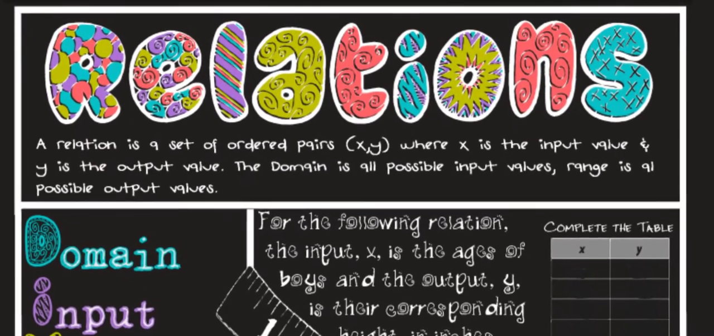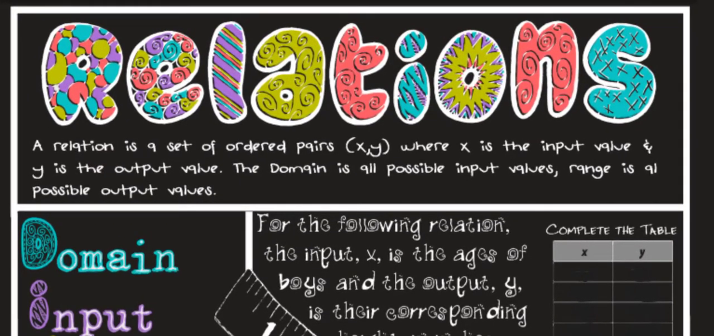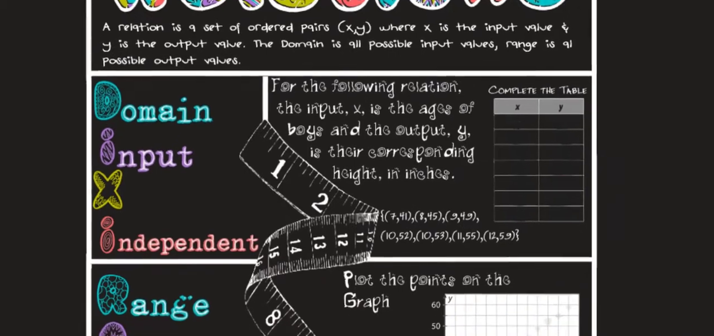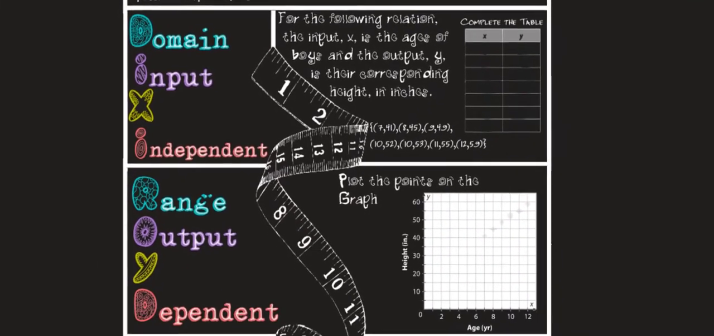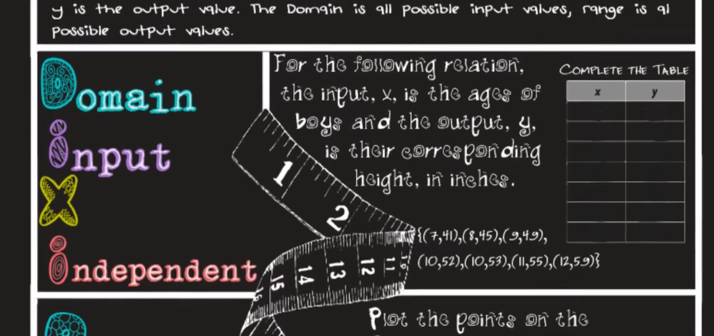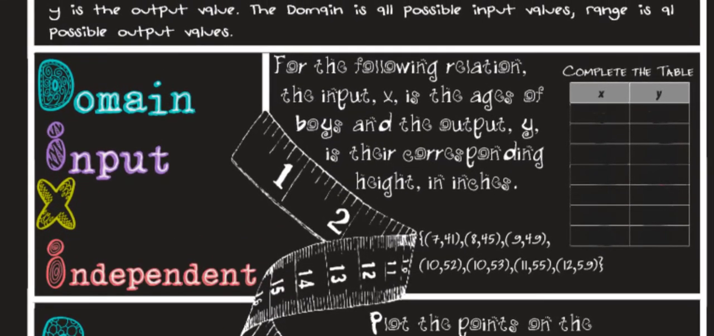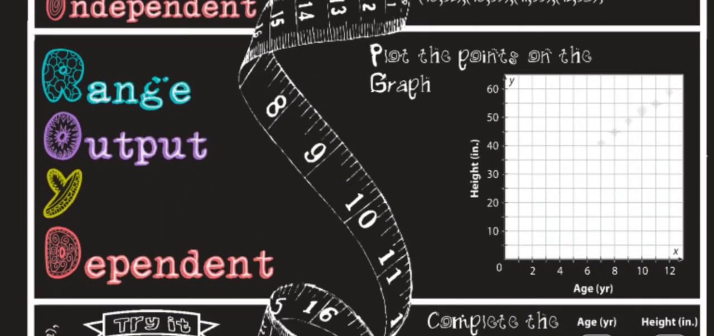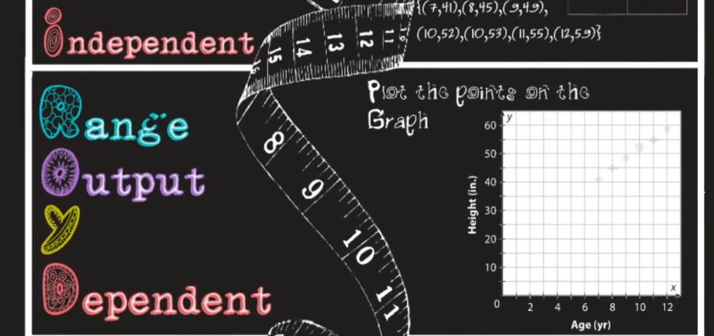3.1 Relations. A relation is a set of ordered pairs (x, y), where x is the input value and y is the output value. The domain is all possible input values. The range is all possible output values. One way to remember domain and range is by using the mnemonic device "Dixie-roid," where Dixie represents domain, input, x, and independent. Roid is range, output, y, and dependent.